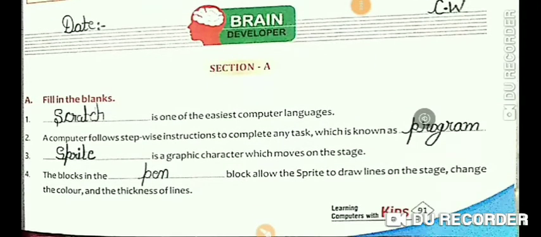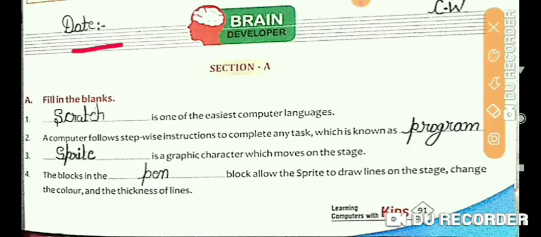Students, now open page number 91. Now we do back exercise of this chapter. Okay. Firstly, write down today's date here. Okay. Then we start from section A, fill in the blanks. Number 1, Scratch is one of the easiest computer languages. Number 2, a computer follows stepwise instructions to complete any task which is known as program. Number 3, sprite is a graphic character which moves on the stage. Number 4, the blocks in the pen block allow the sprite to draw a line on the stage, change the color and the thickness of the line.